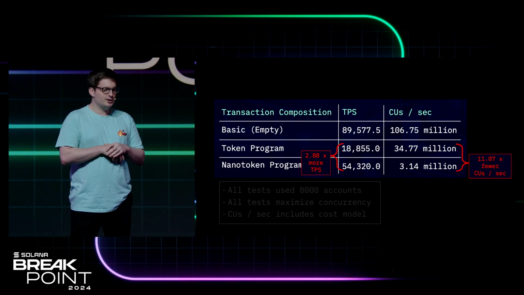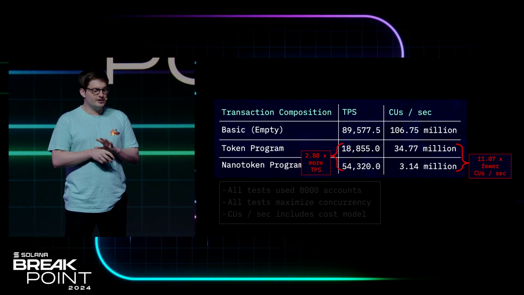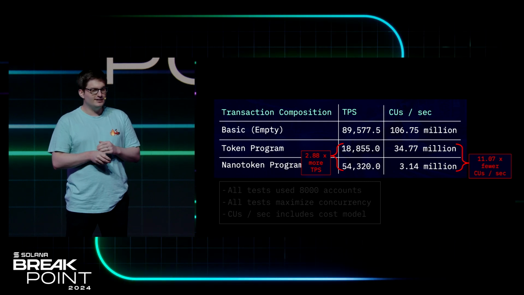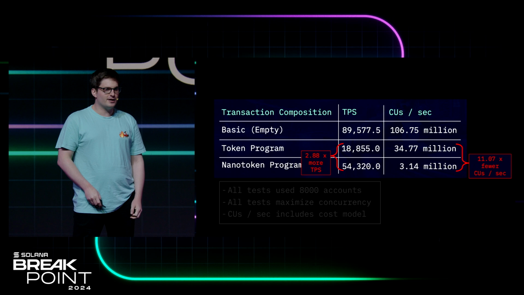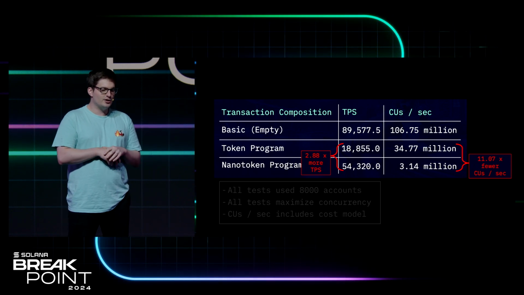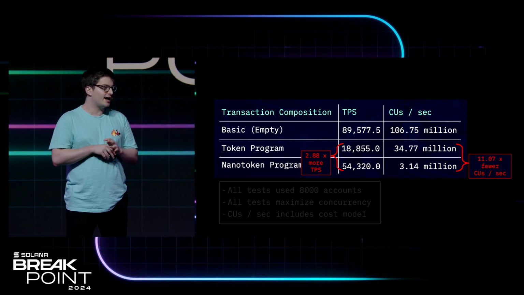We'd expect the compute units per second to scale directly with transactions per second. Oddly, this doesn't seem to be the case. This is largely due to Solana's cost model overvaluing compute and underweighting the cost of increased account access.